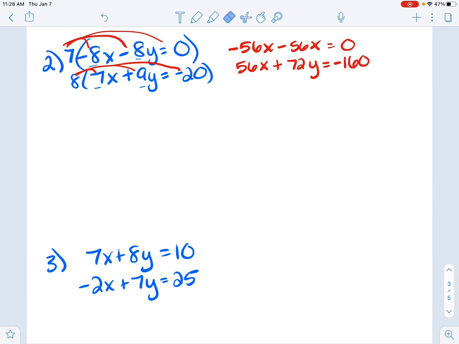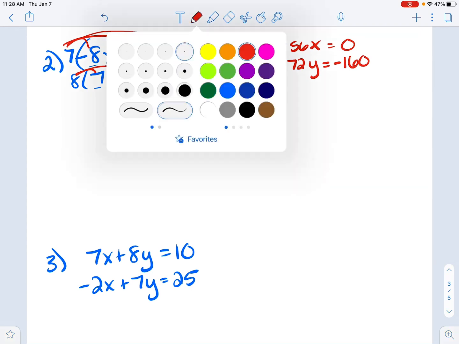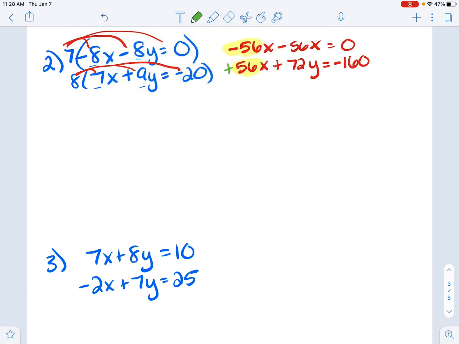Okay, now check your numbers. If we look at our x's, we have negative 56 and positive 56. So we can go ahead and add the equations together because they have the same number, opposite signs. So when I do that, we have negative 56 plus 56. Those are gone. They eliminate. We have negative 56 plus 72.